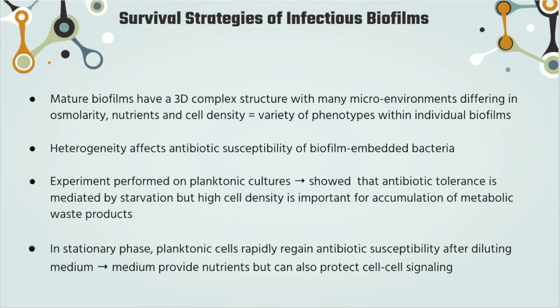The variety of phenotypes within an individual biofilm is caused by complex 3D structures that consist of many microenvironments differing in osmolarity, nutrients, and cell density. The findings of an experiment performed on planktonic cultures showed that antibiotic tolerance is mediated by starvation, but that high cell density is important for the accumulation of metabolic waste products. The results showed that in the stationary phase, planktonic cells rapidly regain antibiotic susceptibility after diluting the medium. This is because the medium provided nutrients but also disrupted cell-to-cell signaling.